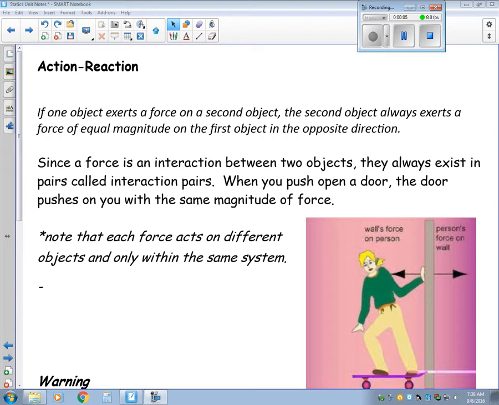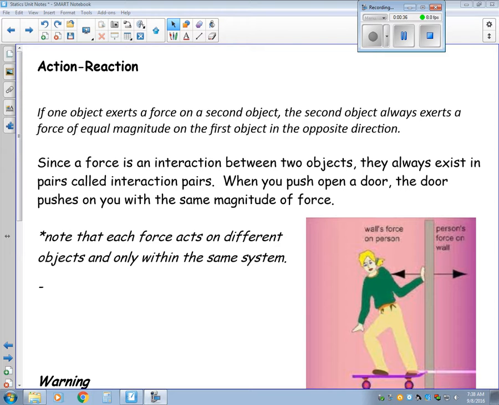Now, as I mentioned before, a force comes from an interaction between two objects. So this leads us to an action-reaction scenario. If one object exerts a force on a second object, the second object exerts a force that is equal in strength on the first object but opposite in direction. And again, this is because a force is an interaction between two objects. So they always exist in pairs. We call these interaction pairs.